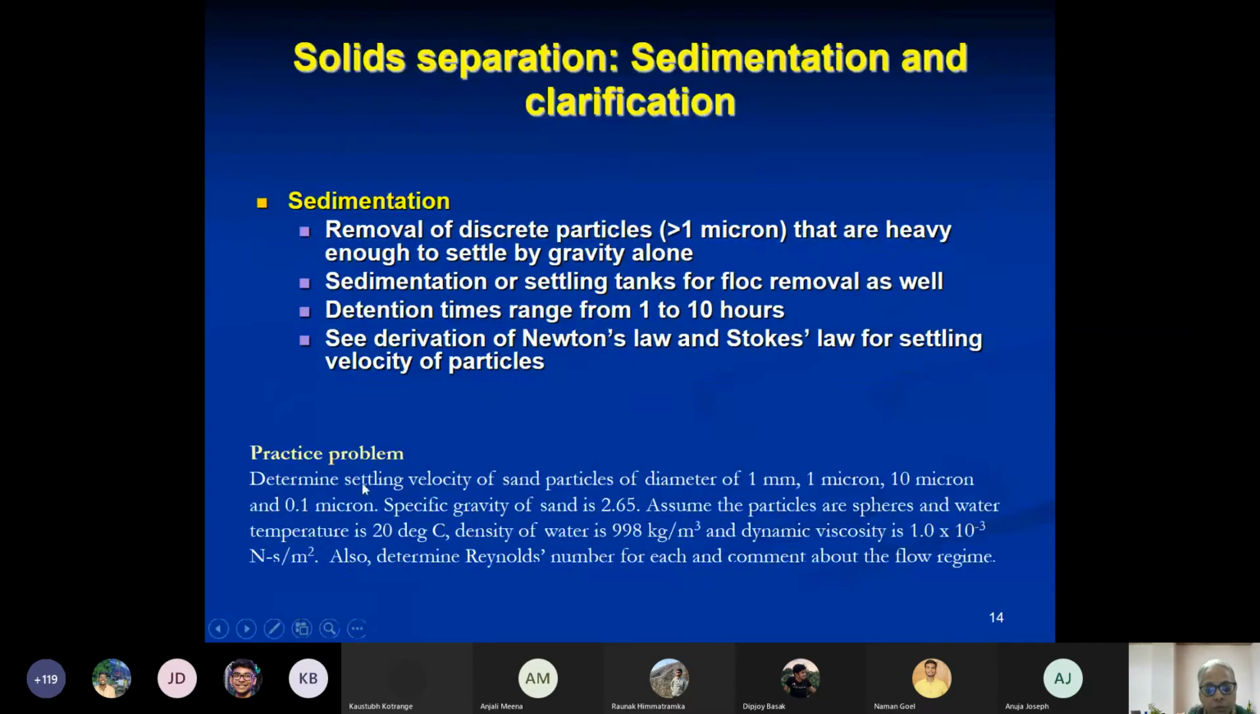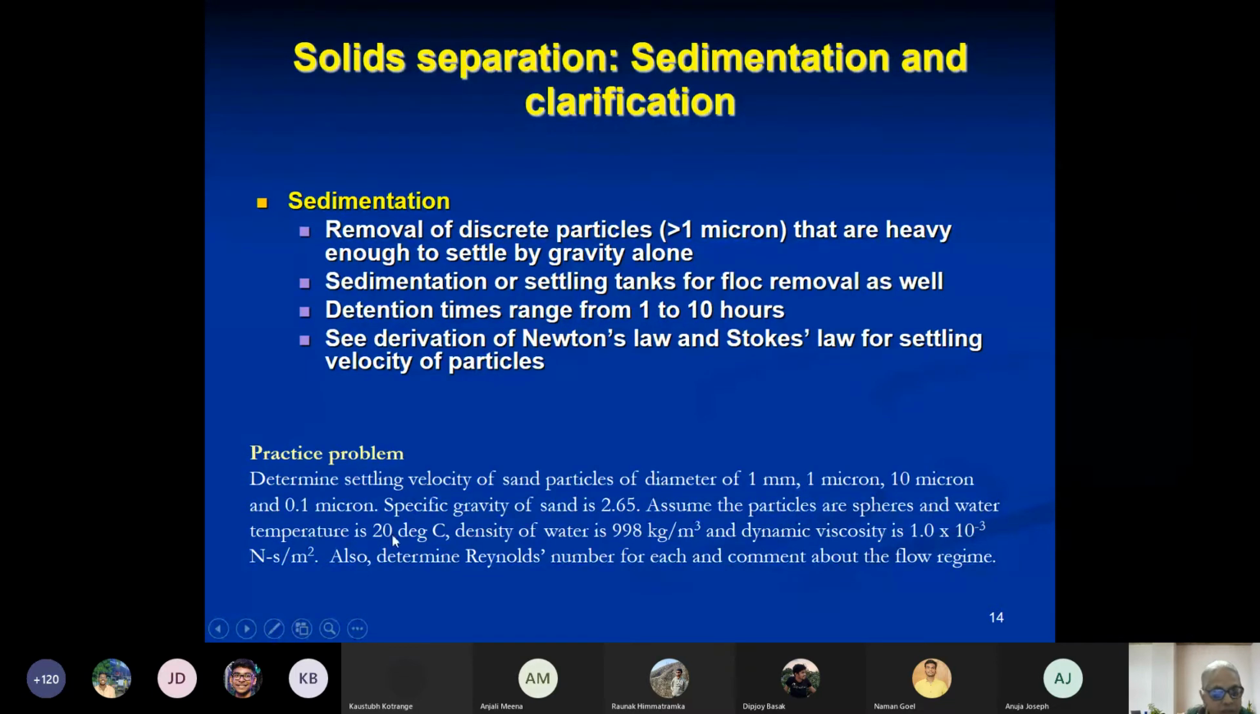I will ask you to solve at least one of these problems. Some of you can take 1 millimeter. Please read this problem. I'll just read it out. Determine the settling velocity of sand particles with diameters of 1 millimeter, 1 micron, 10 microns, and 0.1 micron. The assumptions are given here. Specific gravity of sand is 2.65. Assume the particles are perfect spheres.